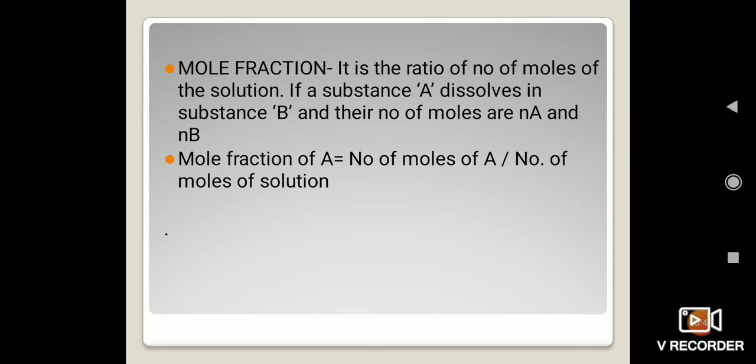Say there is a substance A dissolved in substance B, so it will form a solution, and the numbers of moles will be considered Na and Nb respectively. If we have to find the mole fraction of A, it is the number of moles of substance A upon the total number of moles of the solution. With the help of this ratio we can find the mole fraction.